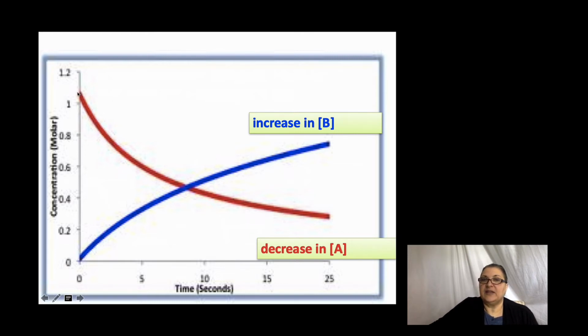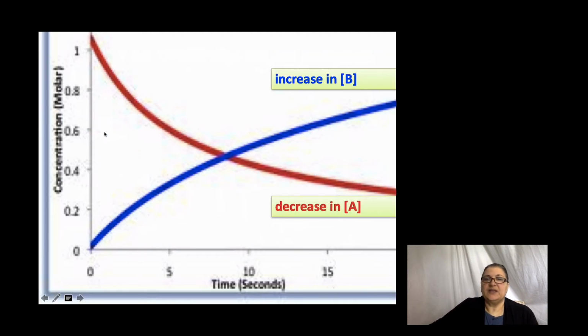So you want to think of this as disappearance. The reactant will disappear as the product appears. And when it appears, it's positive. When it disappears, it's negative. Okay, and the bracket, we said the brackets represent the concentration, which is moles per liter.